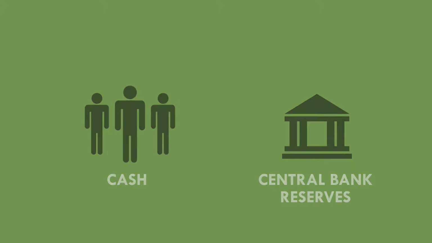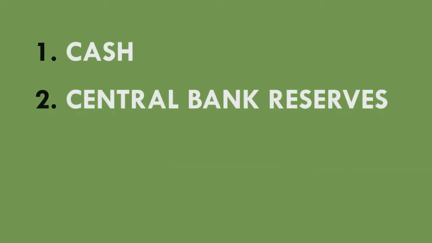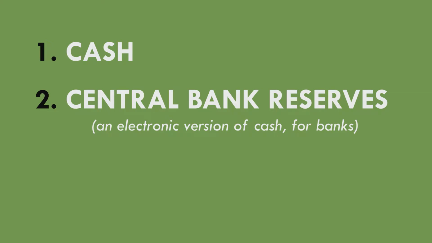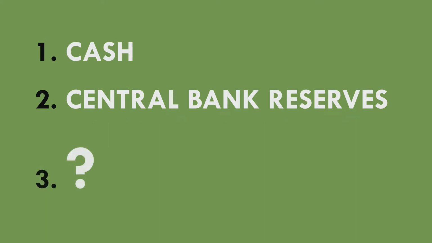So the first two types of money are 1. Cash, and 2. Central bank reserves. Remember that central bank reserves are like an electronic version of cash that only the banks can use to make payments between themselves or to the Treasury. The third type of money is a type of money that isn't created by the Federal Reserve, the Treasury, or any other part of the government.